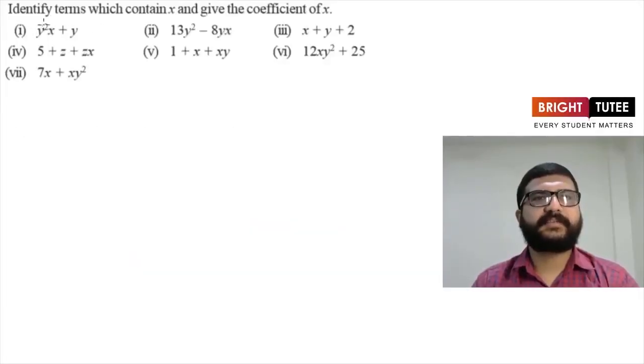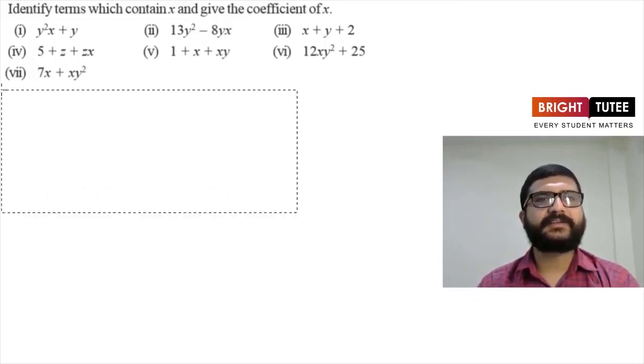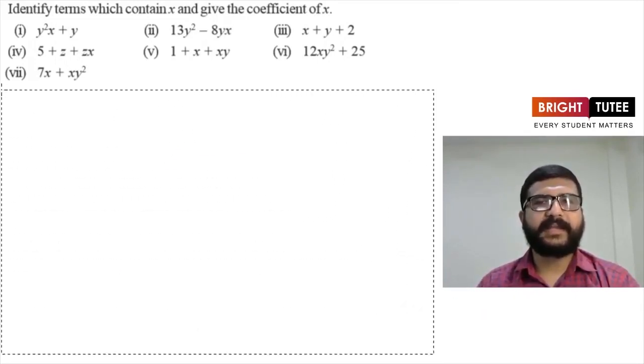Now here is the next question. The question is identify terms which contain x and give the coefficient of x. So what we have to do here, few expressions are given, we have to identify which are the terms having x and then we have to give coefficient of x also. So again here also we can form a table like this.